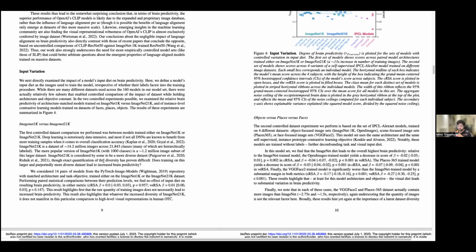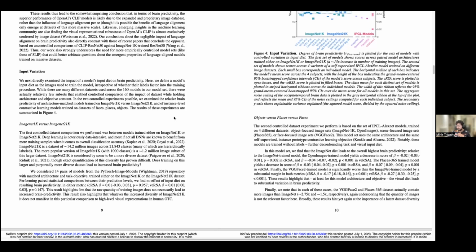So it really just means that the raw quantity of training data does not necessarily lead to an increase in predictivity. And even the 21K dataset is not as diverse as 1K, so that probably explains why there was not an increase in the scores.